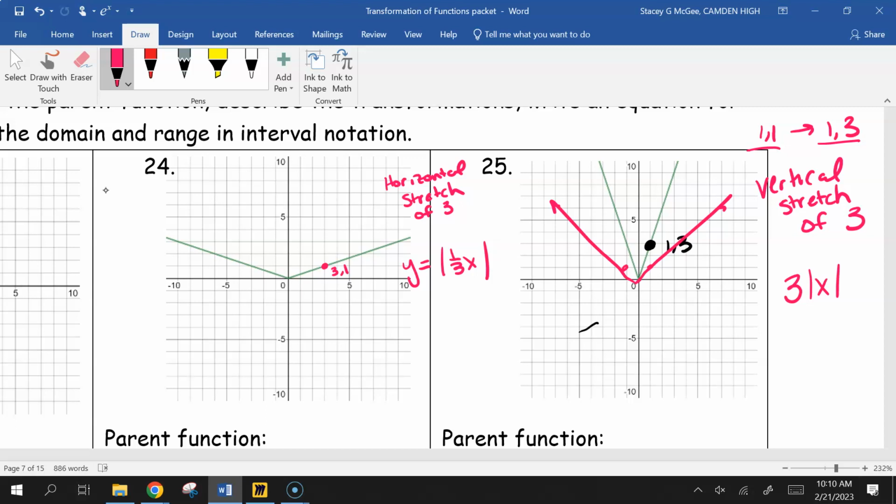It could be a vertical shrink or a horizontal stretch. You can write it either way, but whenever you look for a point like this, it'll kind of clue you in on which one you need to use. You're looking for a place where x equals 1 or y equals 1, a point, just so you have a point of reference. If x is changing, it's horizontal. If y is changing, it's vertical.